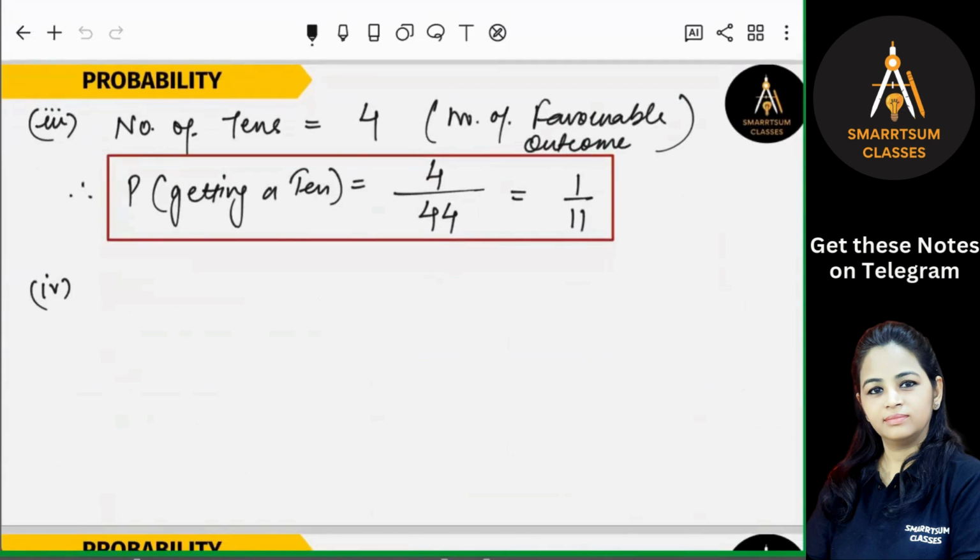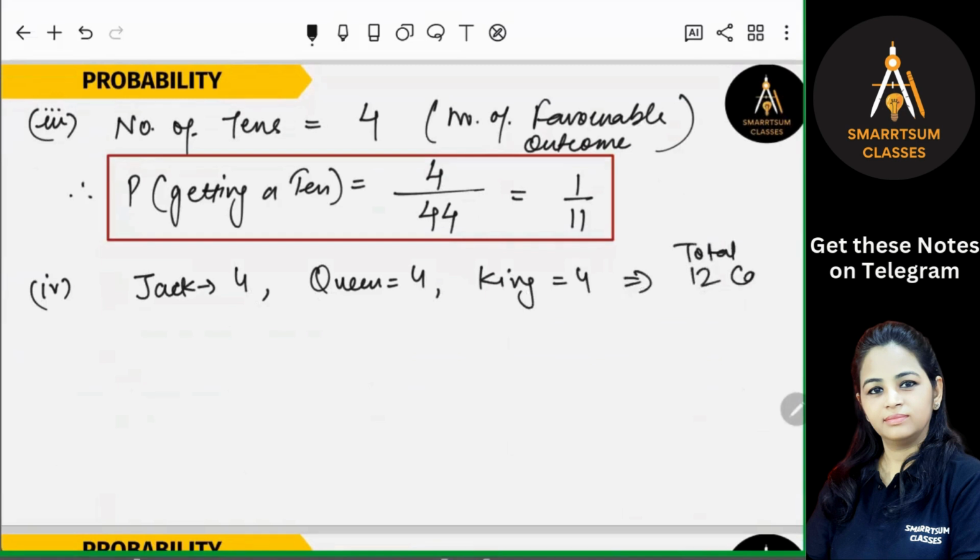So how many total jacks, queens, and kings are there in the deck of 52 cards? There are 4 jacks in total, 4 queens in total, and 4 kings in total. That means a total of 12 cards are there, which are either jack, queen, or king. Now, among these 12 cards, 6 have been removed. Yes or no? So 6 have been removed.